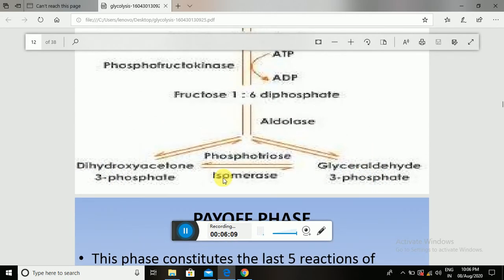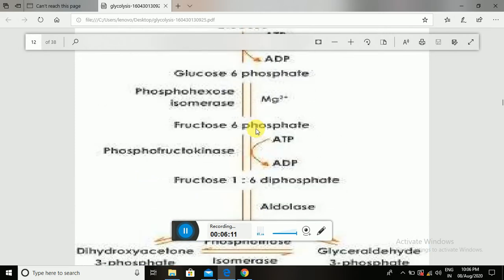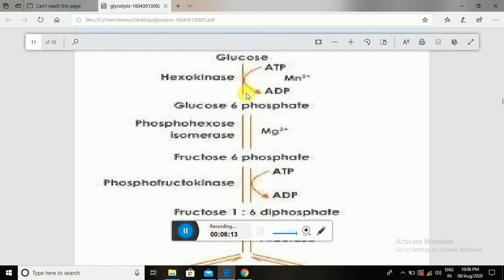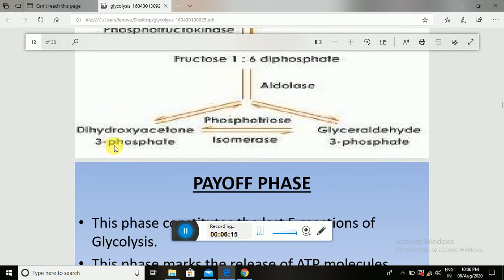So in this phase, the preparatory phase, there are 5 steps involved. The glucose gets converted into dihydroxyacetone phosphate and glyceraldehyde 3-phosphate.